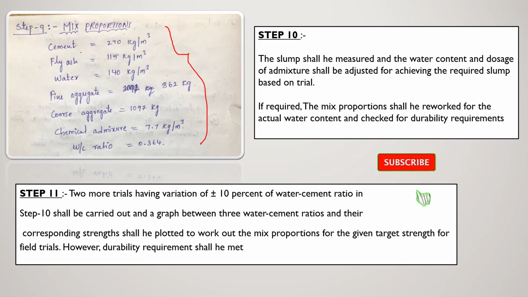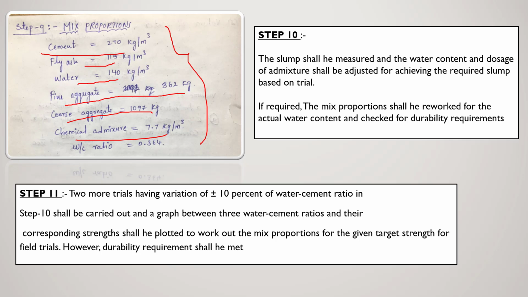Okay, in the next step, the mix proportions are generally written like this. The cement is 270, fly ash is 115, water content is 140, fine aggregate is 862 kg, coarse aggregate is 1097, chemical admixtures is 7.7, and water cement ratio is 0.364. So this is step 9. We have to write the mix proportions.